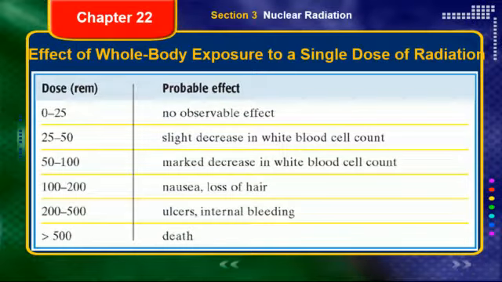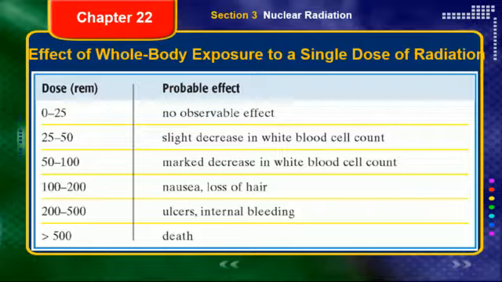Here we have a table that tries to communicate the effect of whole body exposure to a single dose of radiation. So if your dose is somewhere between 0 and 25 rem, nothing's going to happen to you. No issue. If you're somewhere between 25 and 50 rem, you're going to have a slight decrease in white blood cell count. So this is going to result in, over time, you succumbing to common illnesses more regularly.